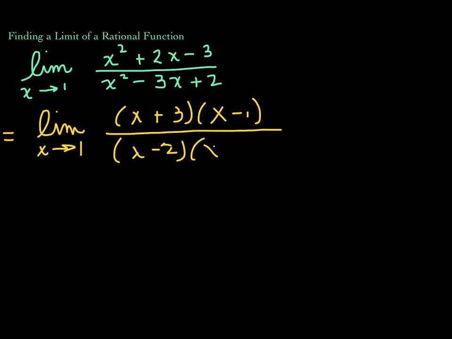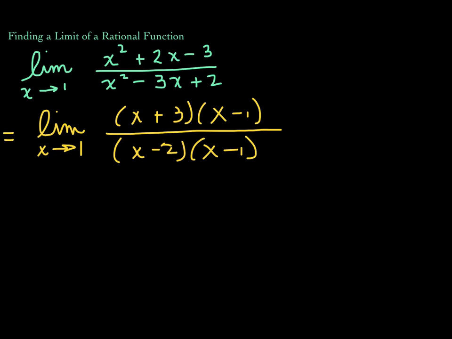I do want you to notice that the denominator becomes 0 if you let x be 1. If you let x be 1, you get 1 minus 1, which is 0. The entire denominator becomes 0, and then the function, therefore, is undefined. So the rational function rule cannot be applied directly.